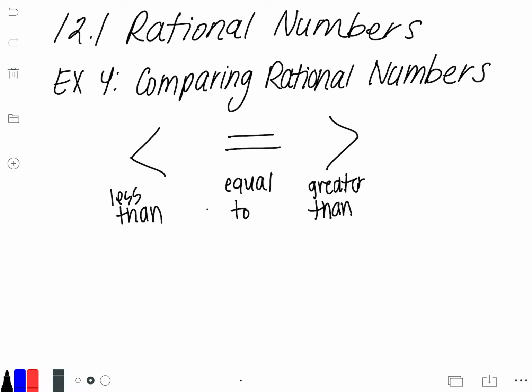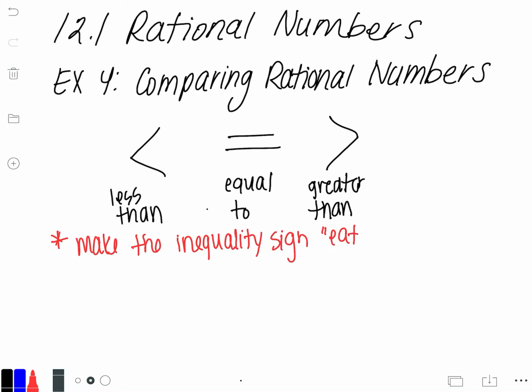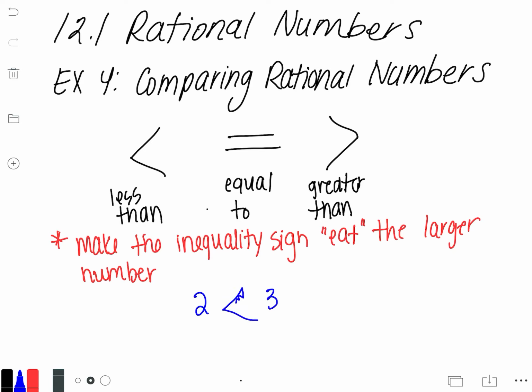And so one easy trick that I remember learning too, even in elementary school, is that you want the inequality sign to eat the bigger number. So make the inequality sign eat the larger number. So in an elementary example, you've got the number 2 and you've got the number 3. 3 is larger, so you make your inequality sign eat the number 3. So it opens up going and pointing kind of towards the 2, but then opening up to the 3.